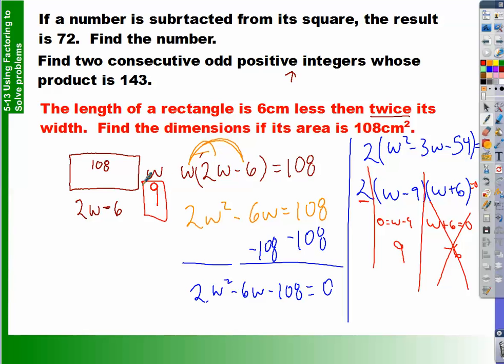So we have 2 times W minus 6, so the length is? 2 times 9 is 18, minus 6 is 12. So the length is 12 and the width is 9. So this 2 doesn't end up affecting the equation or the solution.